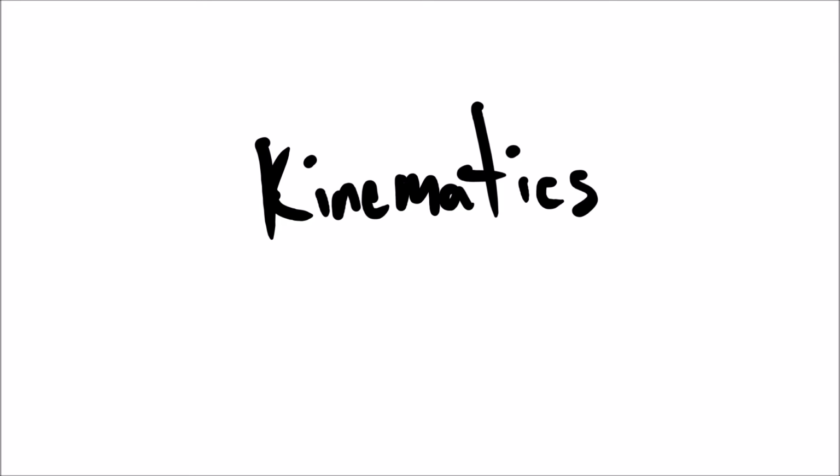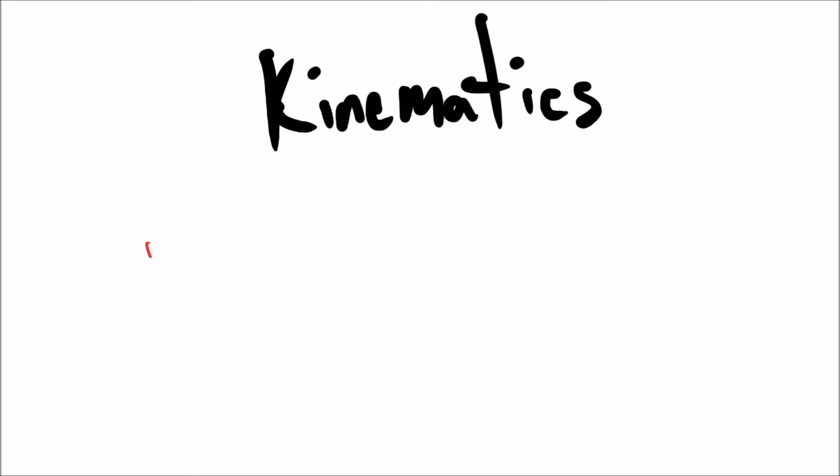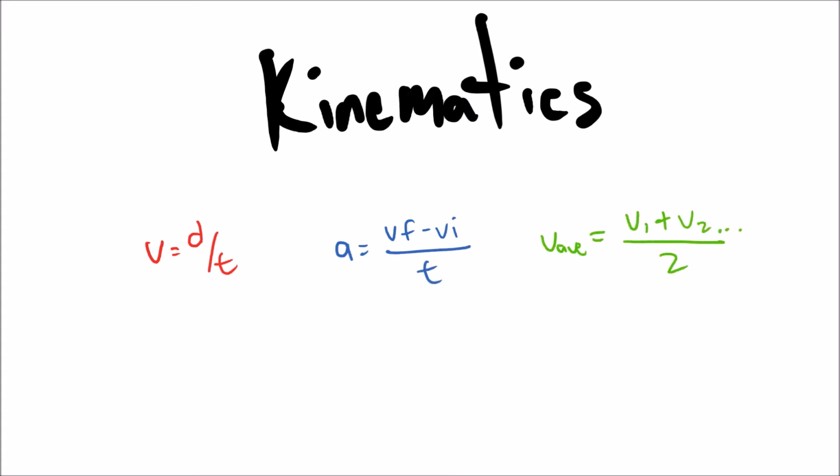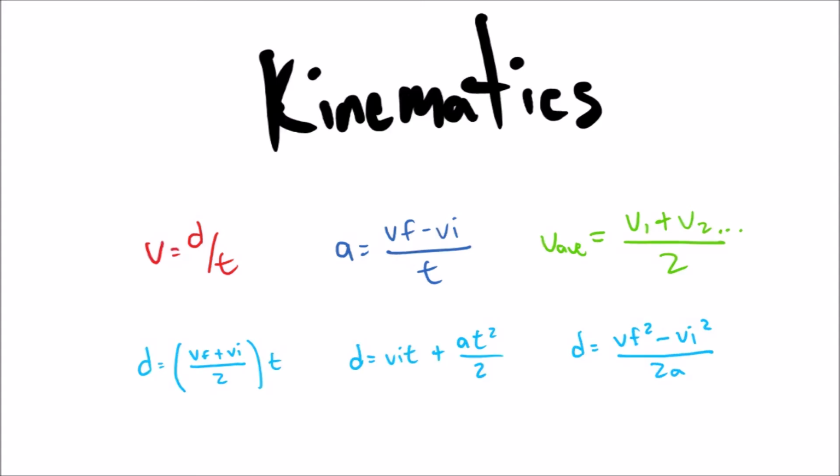In the past video, we introduced the concepts of kinematics. We talked about distance, velocity, and acceleration, along with sub-concepts under this, like average velocity, instantaneous speed, gravity, and momentum. And these are the initial equations for these concepts.